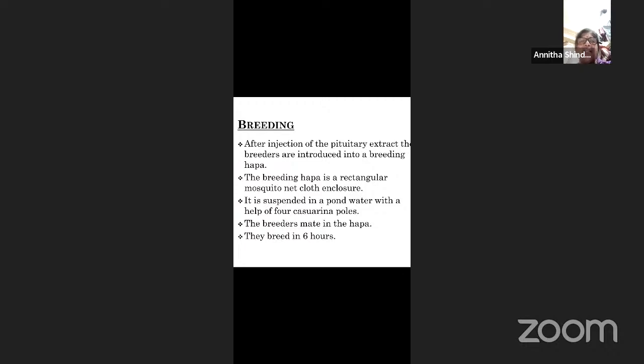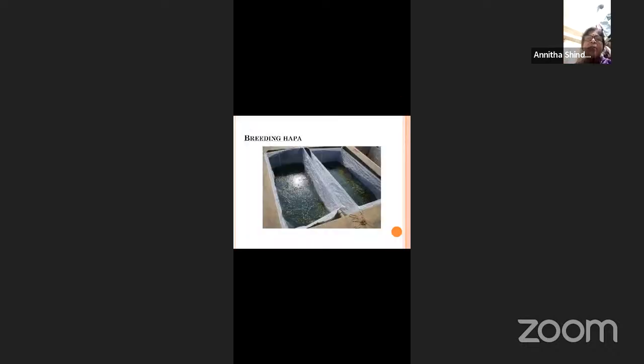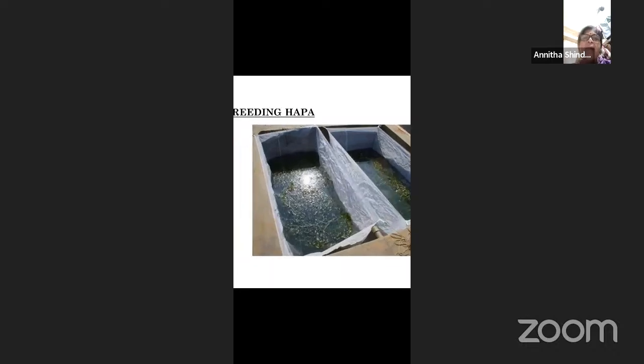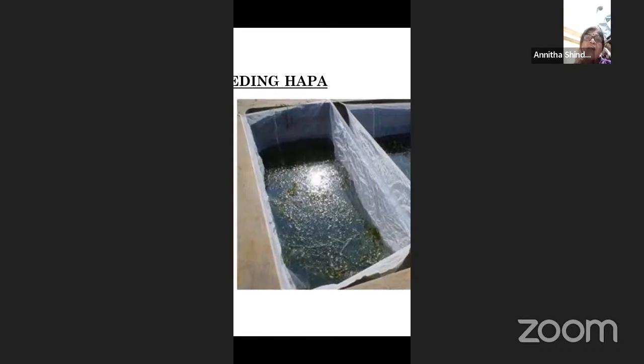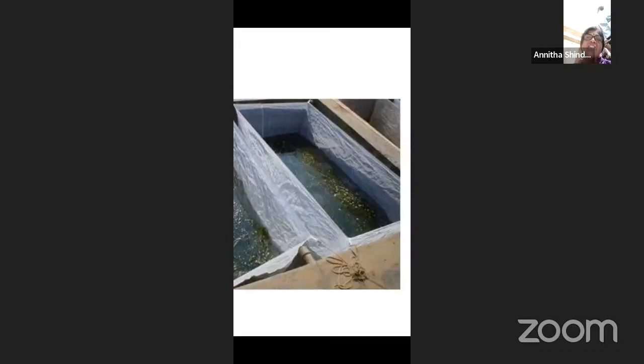Then it is suspended in pond water with the help of 4 casuarina poles. That hapa has to be suspended in the pond water, because you need water also. And the breeders will mate in the hapa and they breed in 6 hours. So once they mate in the hapa, they will breed in 6 hours. This is how you go for breeding. See here, this is a breeding hapa, a rectangular thing. This is one, another one is this.